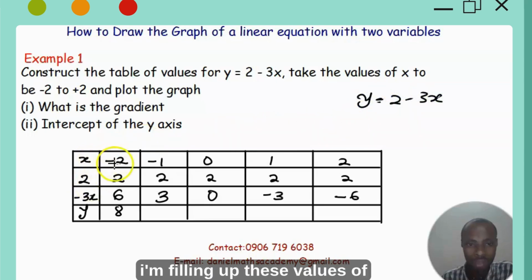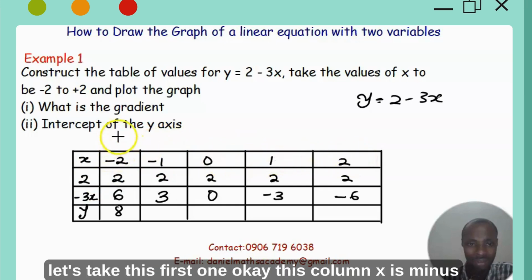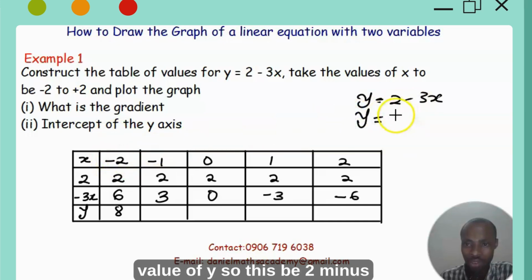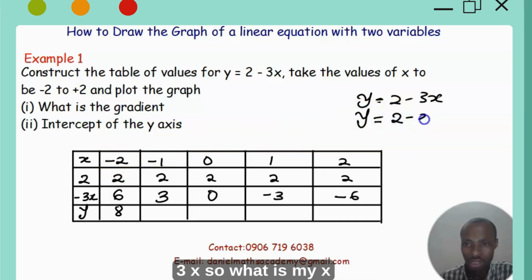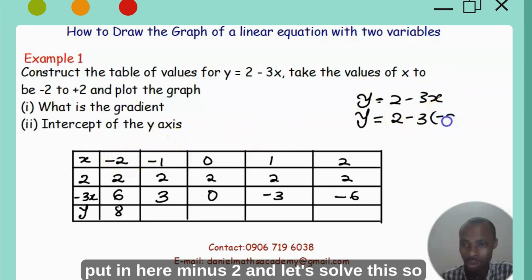So I'm filling up these values of x: minus 2, minus 1, 0, 1, and 2. Let's take this first one, this column where x is minus 2, and put it in here. What's going to be our value of y? So this is going to be 2 minus 3x. So what is my x now? My x is going to be minus 2, so I'm going to put in here minus 2.